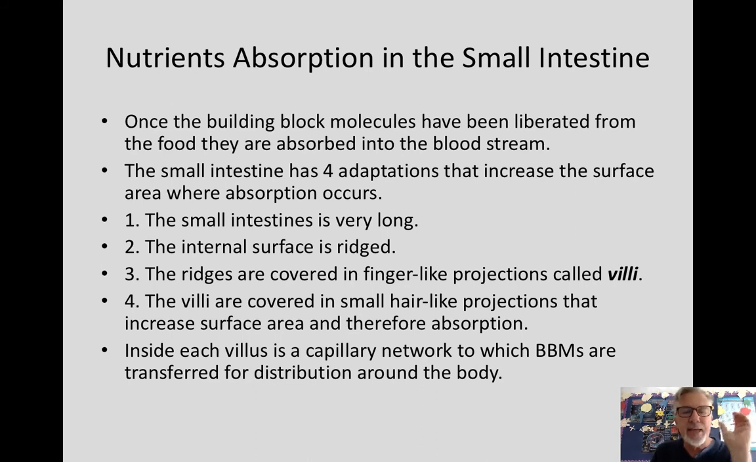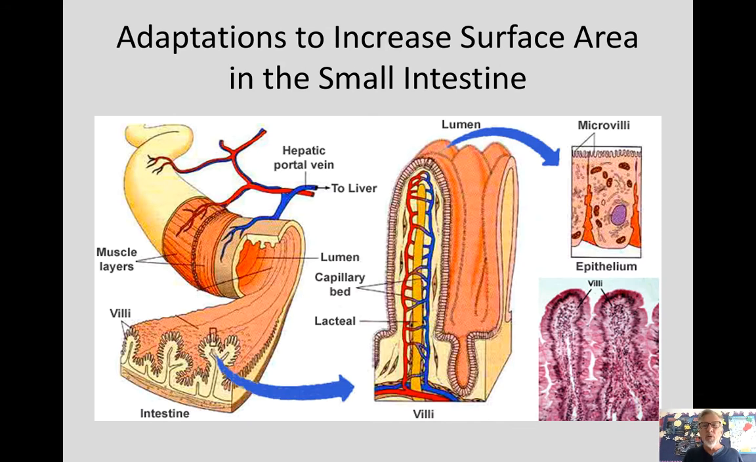Inside each villus is a capillary network. That is a network of small blood vessels, and the building block molecules are going to be transferred to them and then distributed around the body. So here now is a picture of what I'm talking about.